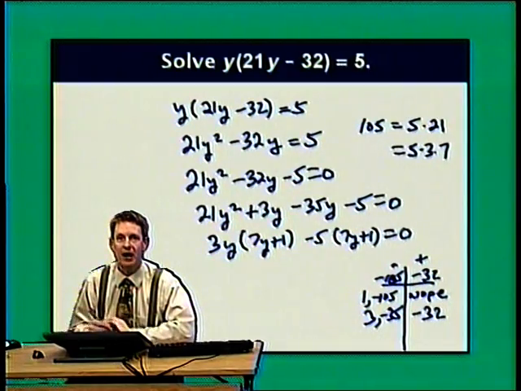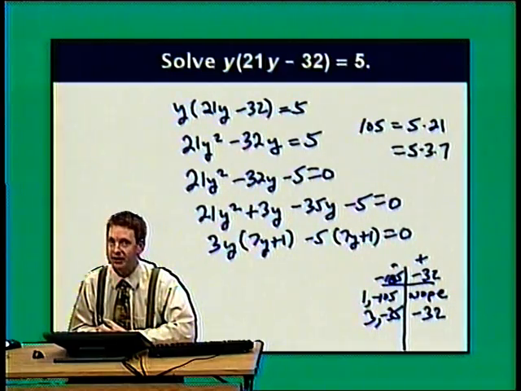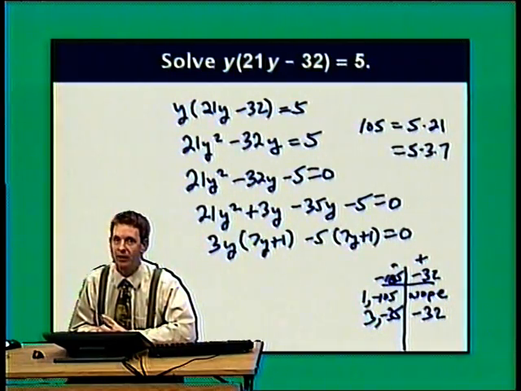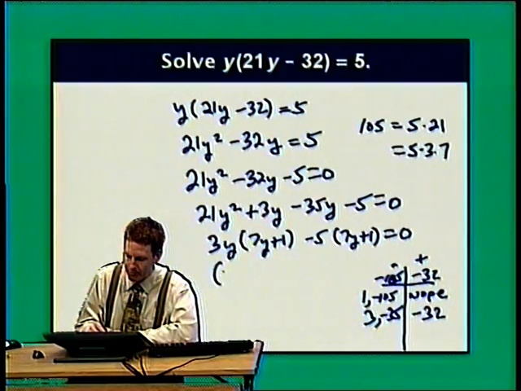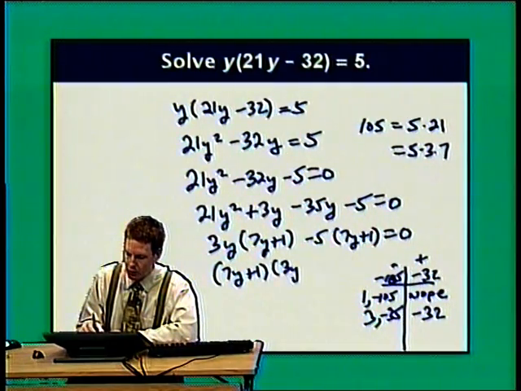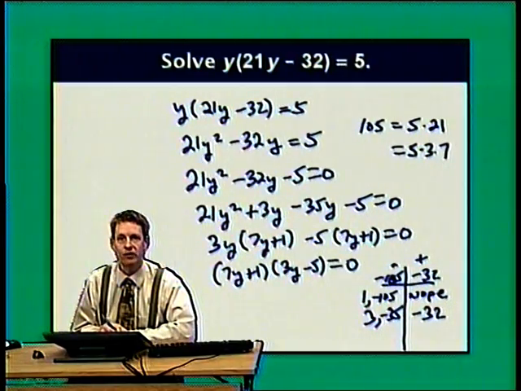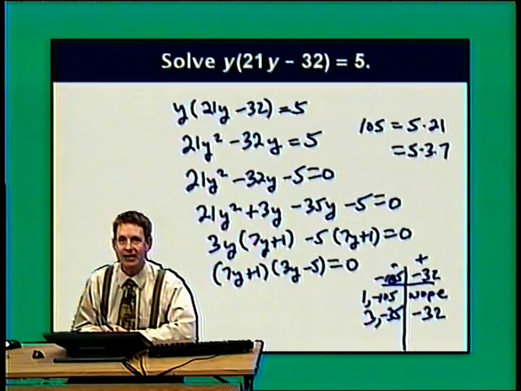I can't use my 0 product principle yet because the primary operation on the left at the moment is subtraction. That's the last thing that's happening in order of operations. So what I need to do is go ahead and pull out my common factor of 7y plus 1. That leaves behind 3y minus 5. This product has to equal 0. In order for this product to equal 0, one of those two factors in the product has to equal 0.